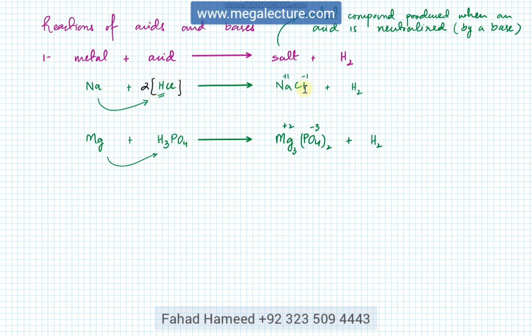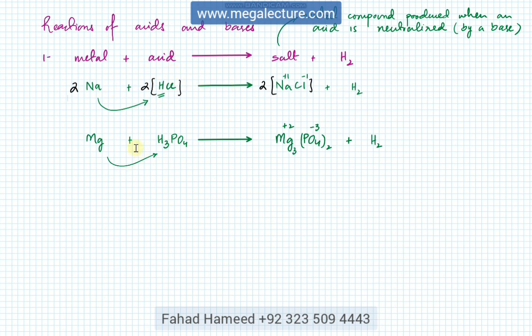So there should be 2 Cls over here as well. Now I can't change the formula. What I can do is I can double the amount of NaCl that's being produced. So now I do have 2 Cls. But if I have 2 NaCls, there should be 2 sodiums on this side. So there should be 2 sodiums over here as well. So I'm going to double that as well. So now this equation is balanced, where the atoms on both sides are now equal.